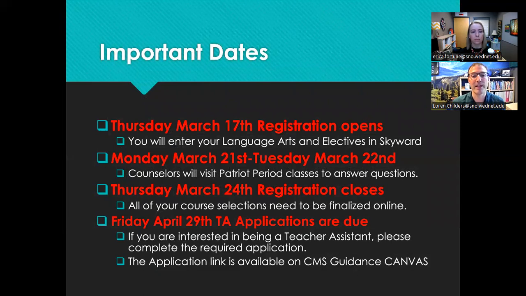registration. April 29th is when TA applications are due. If you're interested in becoming a teacher's assistant or an office assistant or working in the library, please complete that online application before April 29th. All online registration is due by March 24th. It will close at that time, and you will not be able to make any changes after Thursday, March 24th.